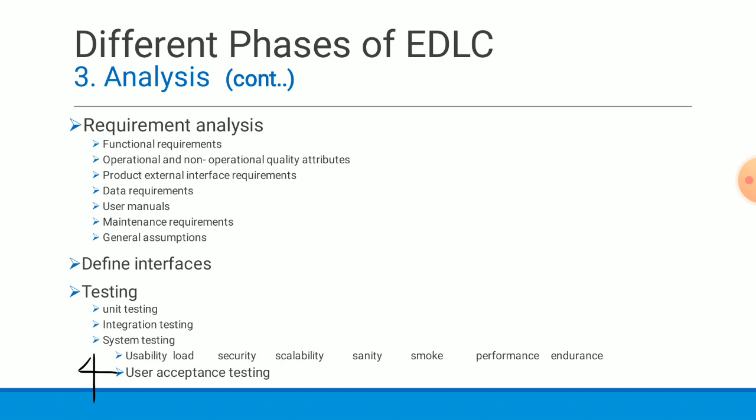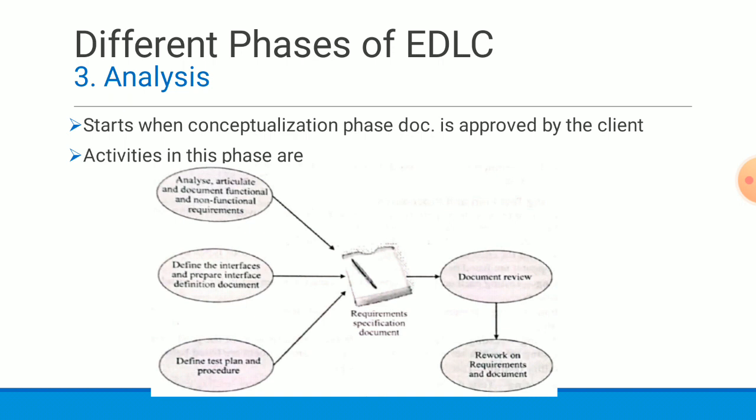So what is the second phase? Second phase is define the interfaces and prepare interface definition document. Okay, that is the second phase. The embedded product under consideration may be a standalone product or it can be a part of a large distributed system. If it is a part of another system, there should be some interface between the product and the other parts of the distributed system.